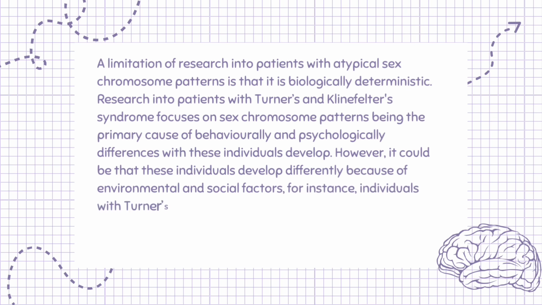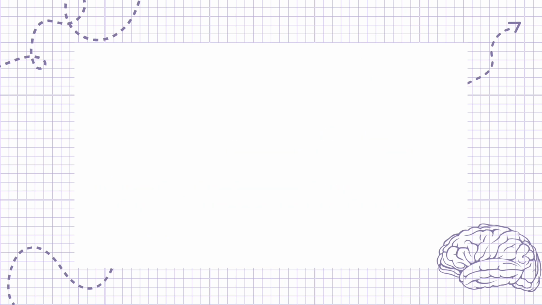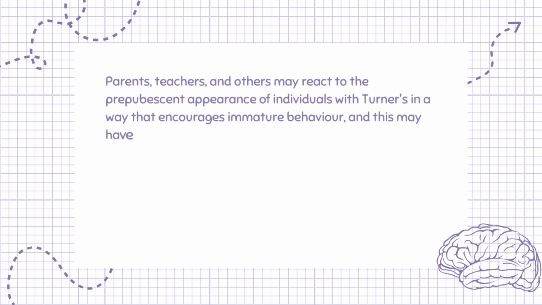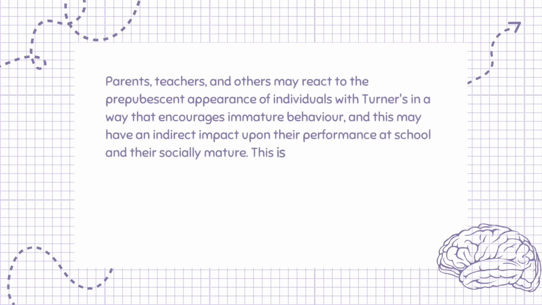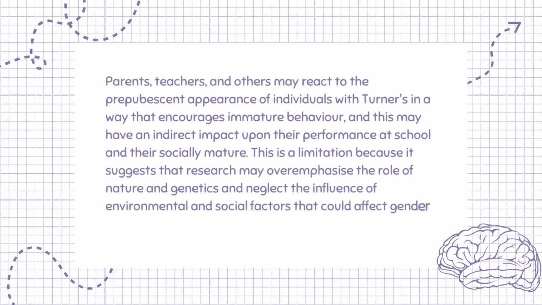For instance, individuals with Turner's syndrome may be treated more immaturely due to their childlike appearance and being perceived as younger by those around them. Parents, teachers, and others may react to the prepubescent appearance of individuals with Turner's in a way that encourages immature behavior, and this may have an indirect impact upon their performance at school and their social maturity. This is a limitation because it suggests that research may overemphasize the role of nature and genetics and neglect the influence of environmental and social factors that could affect gender behavior.